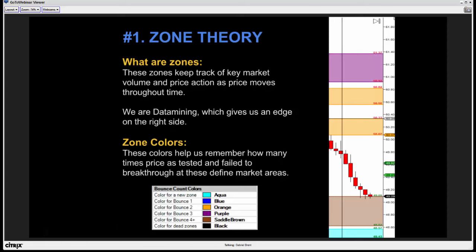So what are we looking at here? What are the zones? The zones are market events. They basically keep track of when volume and price action move, and when the market fails to do something, or when it does something. It's going to identify consolidation for us. Now, we're using these advanced data mining techniques, basically putting all of this price action into a nice, neat database, which I'm sure many of you here are probably familiar with.